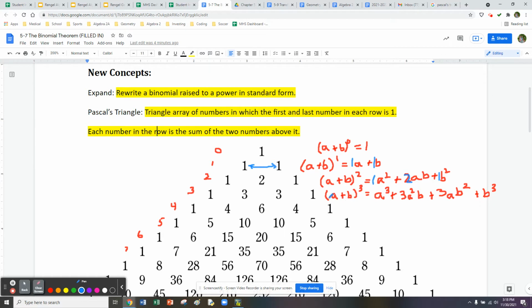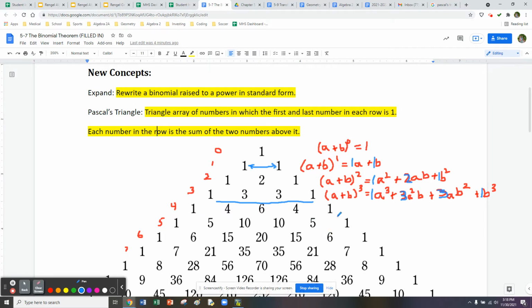And then if we multiply out a plus b 3 times, that would be a plus b times a plus b times a plus b. So I'd have to use a FOIL method, and then I would also have to use a distributive property method to multiply all those out. But that would end up giving me a to the third plus 3a squared b plus 3ab squared plus b to the third. And if you notice, the coefficients 1, 3, 3, 1 also match up to Pascal's triangle, 1, 3, 3, 1.